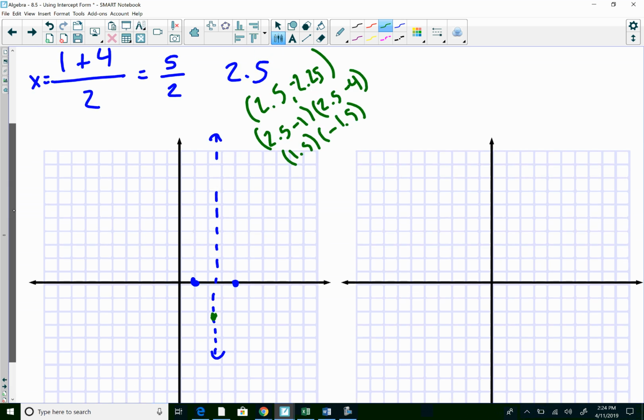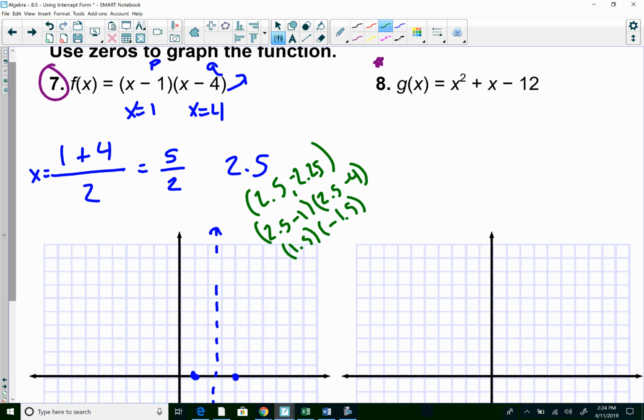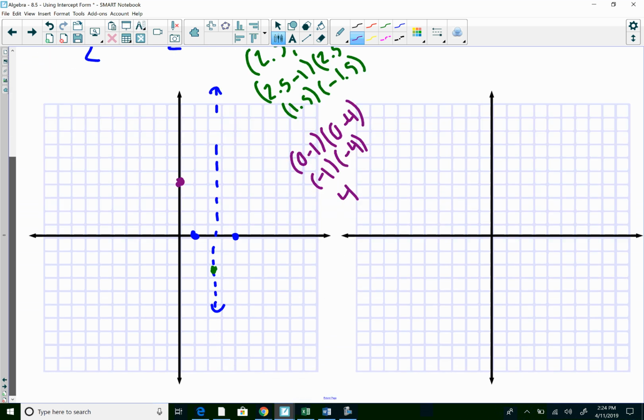If you really wanted to make sure that you were absolutely 100% perfect with the shape of this graph, figure out where it's crossing this y-axis here. And the way you would do that is just go ahead and plug 0 in. So 0 minus 1 times 0 minus 4. So that'd be negative 1 times negative 4, which would get you to 4. So then 1, 2, 3, 4, that's up here. And then you can just go ahead and graph your parabola just like that.